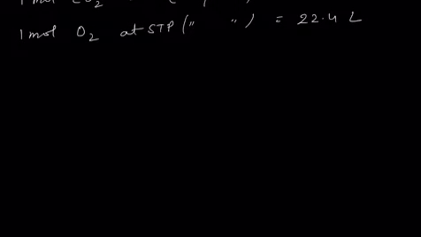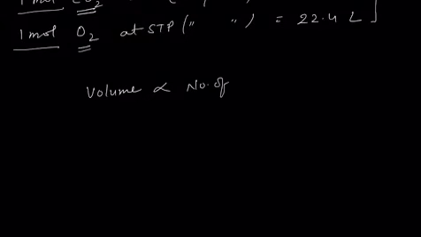This suggests that the number of particles in the carbon dioxide and the oxygen is the same, so their volume is also the same. It means the volume of gas depends on the number of particles, you can say the number of gas molecules. So if the number of molecules is the same, the volume will be the same, provided that the temperature and pressure remain the same.